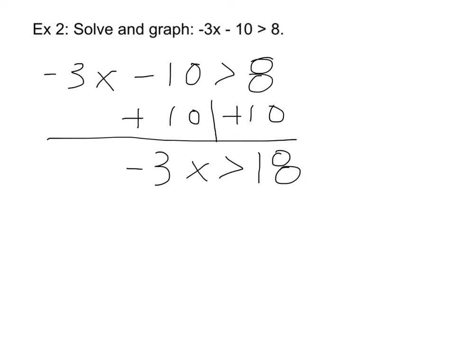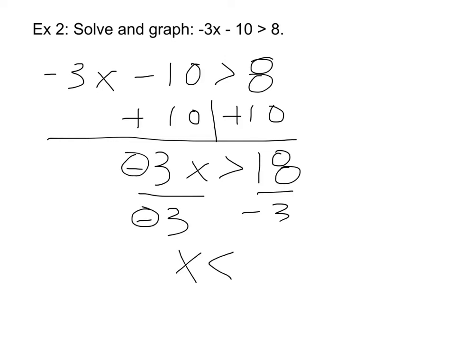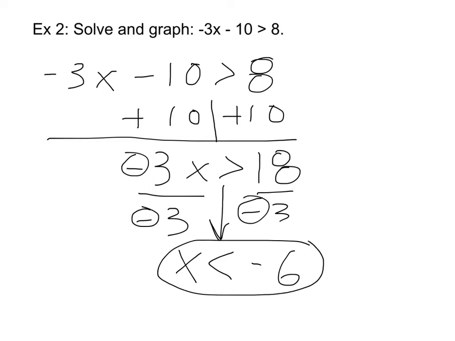And now, the last thing that we need to do is divide both sides by negative 3. And when we divide by our negative 3, there was our negative, so when we divide, we got to flip the sign. It is no longer greater than, it is now less than negative 6. Now, if we wanted to, we could graph this. Nothing wrong with that. Let's go ahead and do so.